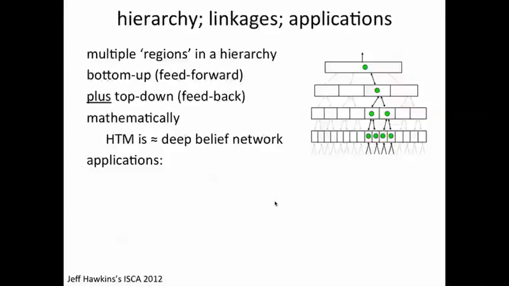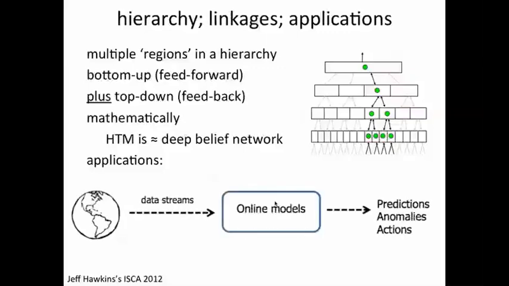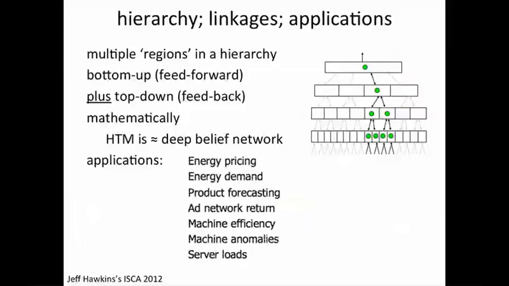For example, the applications that Jeff Hawkins talks about are very much big data analytic applications, where one is talking about large volumes of data streams that one is picking up from many devices all over the web. The hierarchical temporal memory based models are then able to predict future values of a data stream, detect anomalies, and possibly in the future control actions based on these models. Some examples are energy pricing, energy demand, product forecasting, machine efficiency, ad network return, server loads. All of these have been shown to actually work.